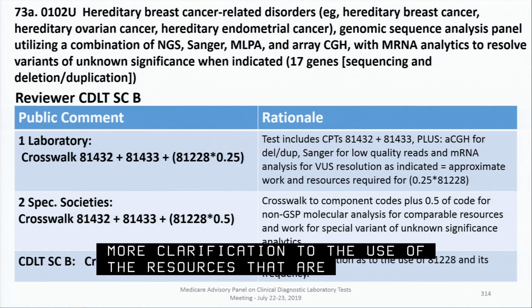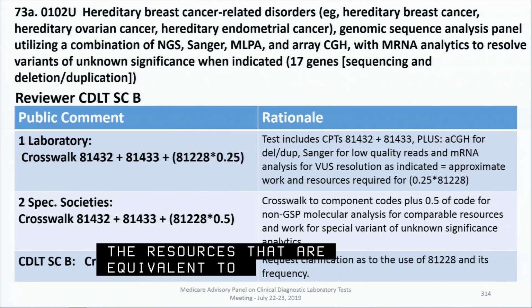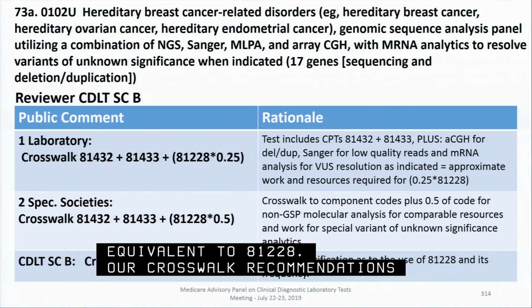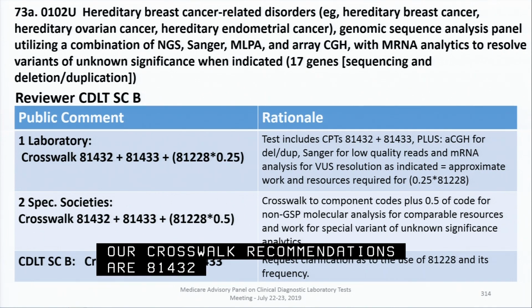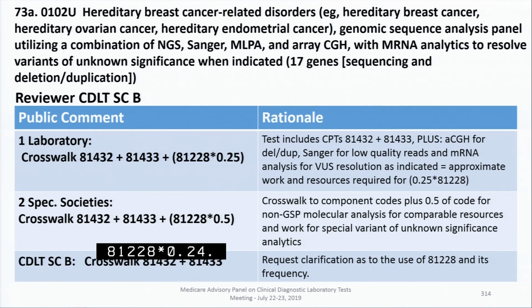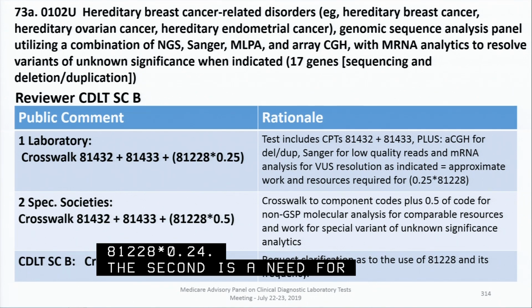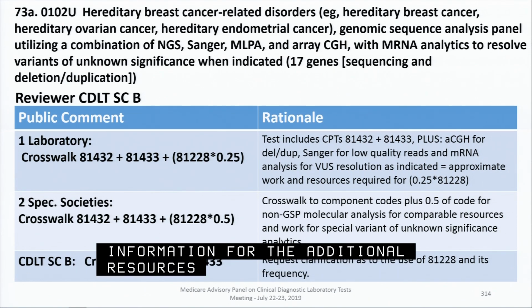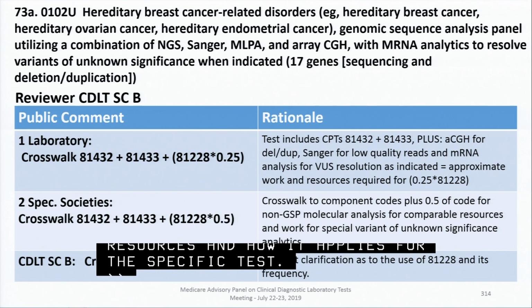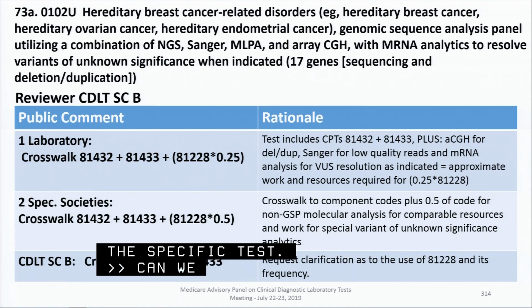So our crosswalk recommendations are 81432 plus 81433 plus 81228 times 0.25. And then the second crosswalk, just to be clear, is 81432 plus 81433 only. And again, there was a need for more understanding for the additional resources and how it applies to the specific test. So can we have Mr. Geigley to the microphone?